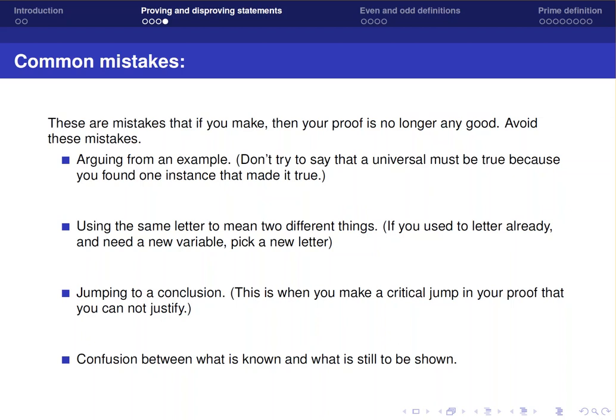Also, we don't want to use the same variable to mean different things in the proof. So if you used x at the beginning of the proof to be an even number, you don't want to use x later on in the proof to be an odd number. That would be confusing. Choose a different variable.